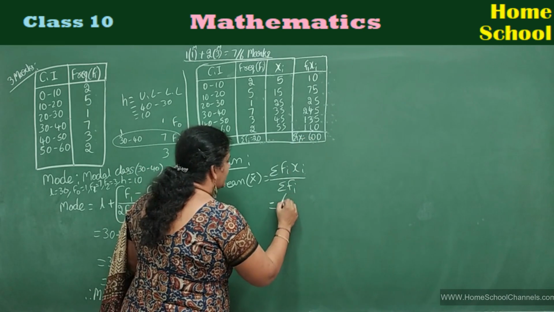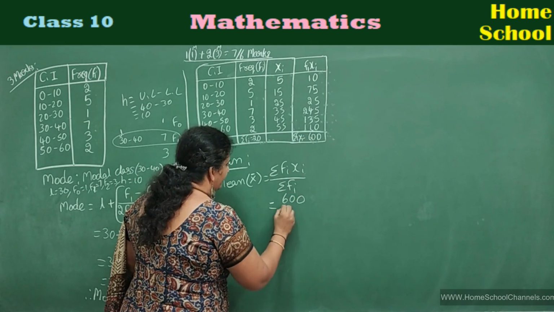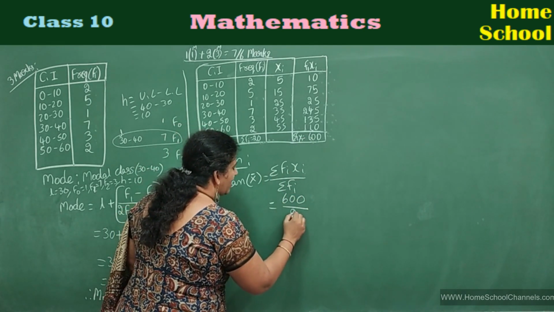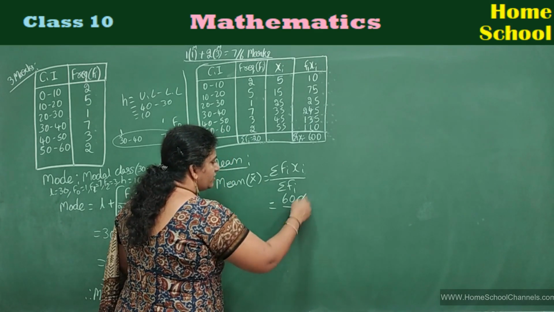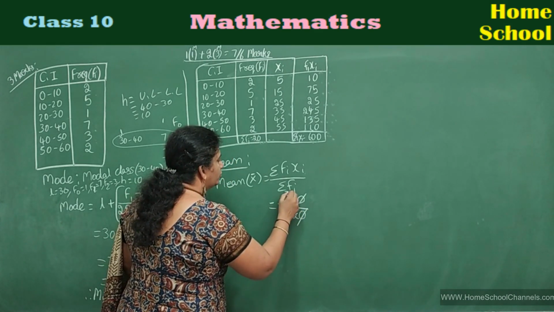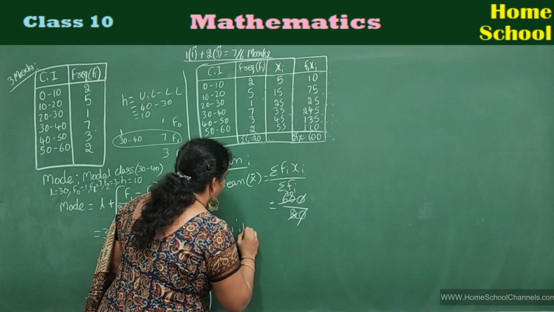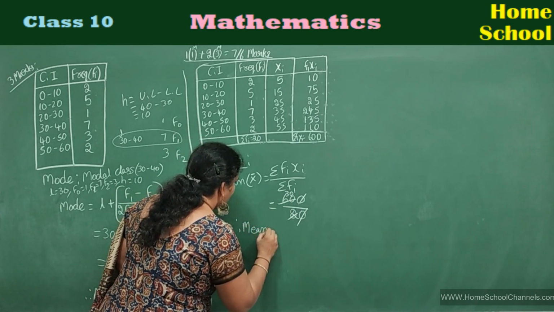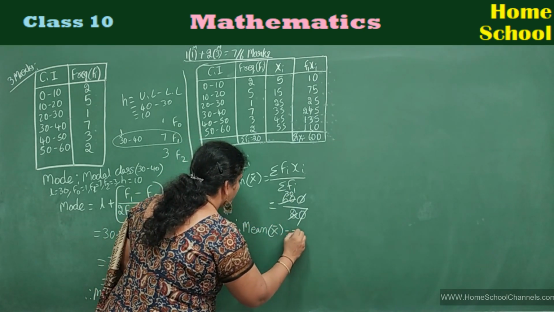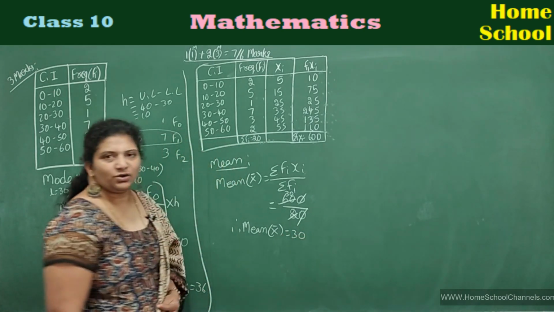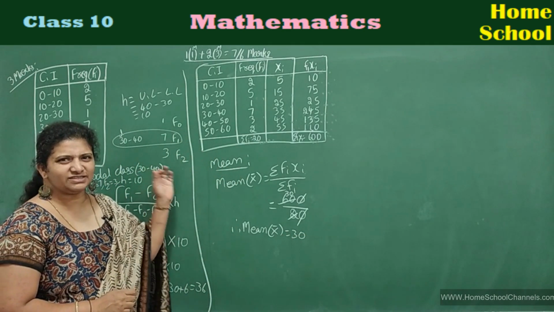Summation fi xi is 600. Summation fi is 20. The zeros cancel, two 30s. Therefore, mean x bar is equal to 30. Okay, is this clear? Very easy, right?